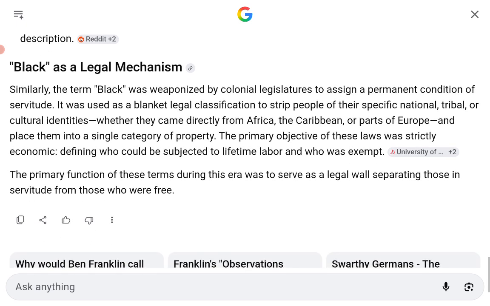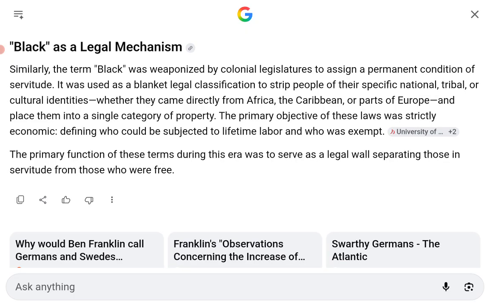Right? And it says black, a legal mechanism similar to the term black, was weaponized by colonial legislators to assign a permanent condition of servitude. Like I just told you, if you were a pale-skinned or dark-skinned European and you came into America free, you would be free. But if you were pale-skinned or dark-skinned and you came from Europe and you had an indentured contract in Europe, you would go to America under the same indentured contract, making you socially black. It had nothing to do with hue of complexion or whether or not you were European or anything else.